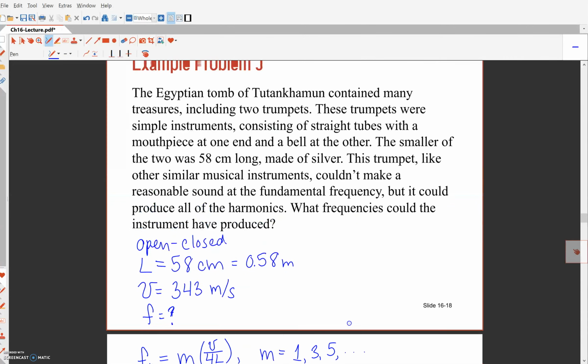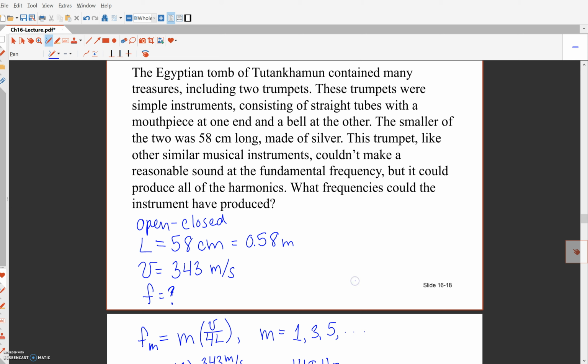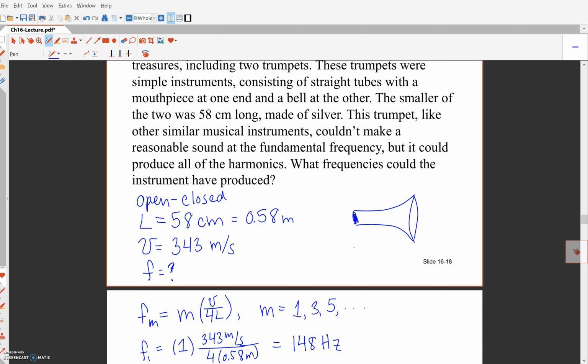Now, the problem doesn't tell us why this is the case, but the fundamental doesn't resonate very well in there. And it could have to do with the material that the trumpet is made of. The fact that trumpets are usually shaped like this, so modeling it like an open-closed tube is an approximation. So it's possible that for this approximation, the lowest frequency doesn't work here. I honestly don't know the answer to that question. Something for you to find out and let me know.